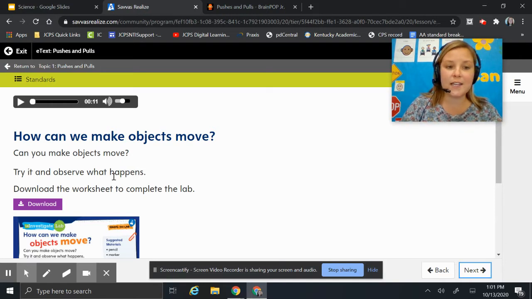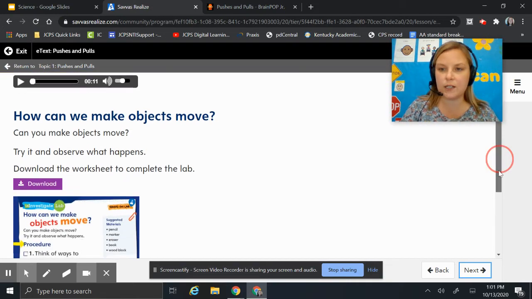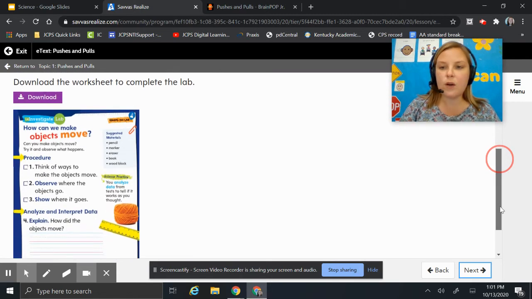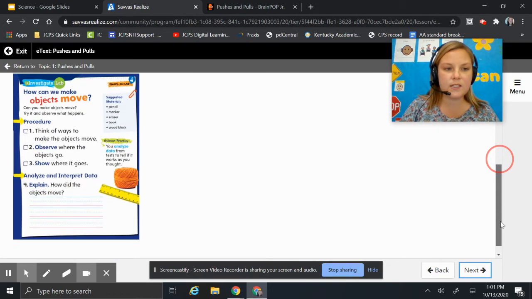So this just says try it and observe what happens. We just talked about that. So yeah, try it at home. Practice pushing and pulling different objects. The worksheet that goes with this lesson, I will make sure to upload it so that if you all want to work on it, you can. It's called a lab, but it's something that you all can do at home. And remember, parents, you can initiate these things.